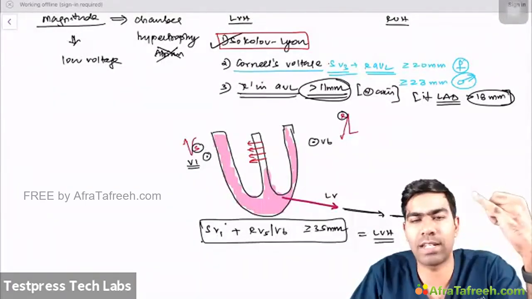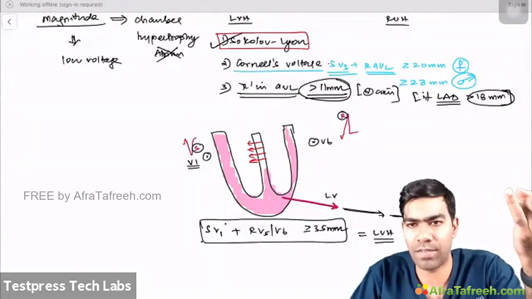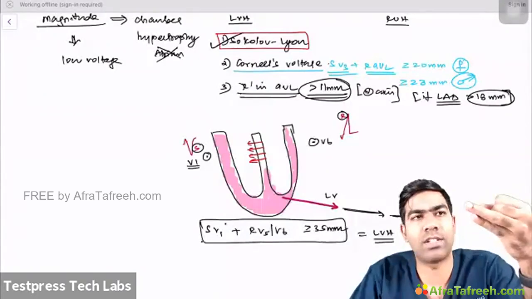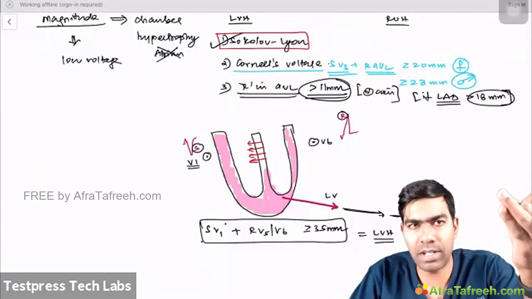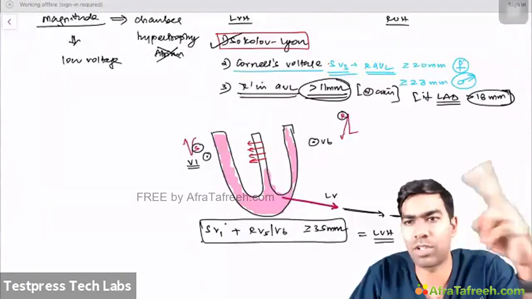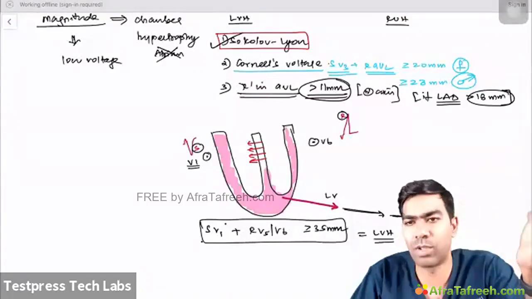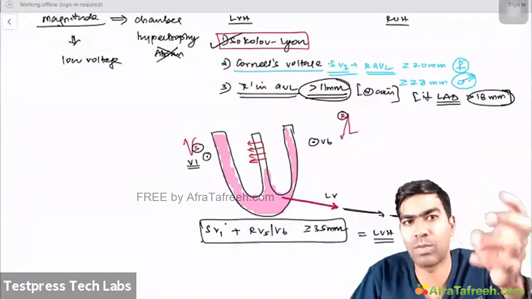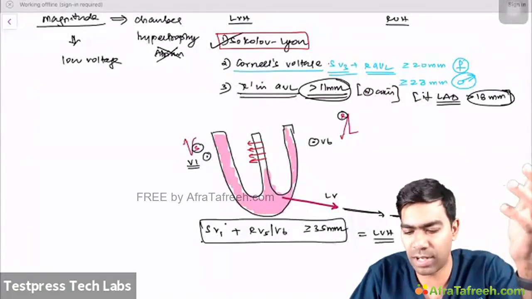Sokolov-Levin criteria: S in V1, plus R in V5 or V6. If you add and it is more than 35, left ventricular hypertrophy. And next you have the Cornell's voltage criteria, that is S in V3 plus R in AVL. If you add together, if it's more than 20 in females or 28 in males, that is LVH. Then R in AVL alone, if it is more than 11 millimeter in normal axis, or more than 18 millimeter if it's a left axis, then it becomes a left ventricular hypertrophy.